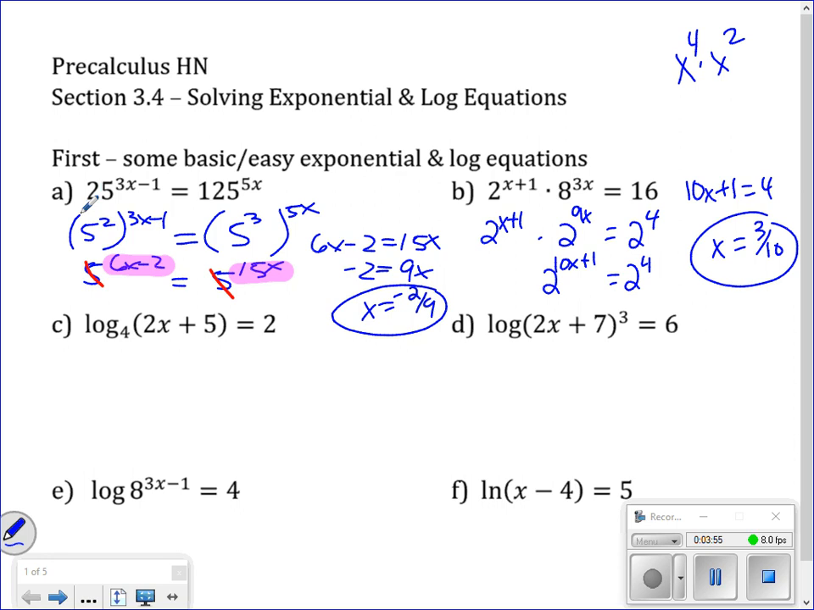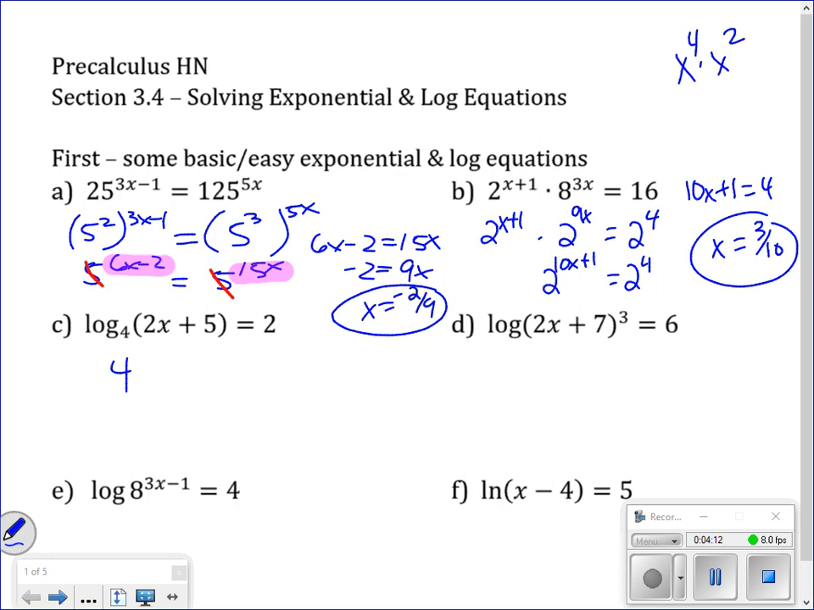Okay. All right, so letter C. So letter C, a lot of times with logs, the thing that you ultimately want to do is change them to an exponent because you can solve that. So this is base 4, I got my 2 over there, and 2x plus 5. So if I change this to exponent form, I would have 4 to the what?